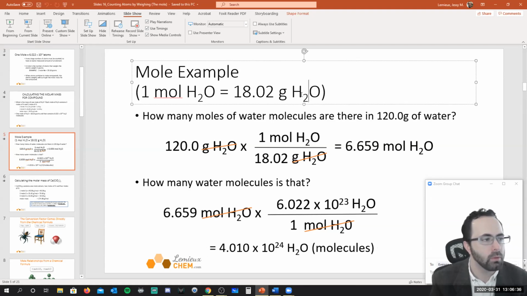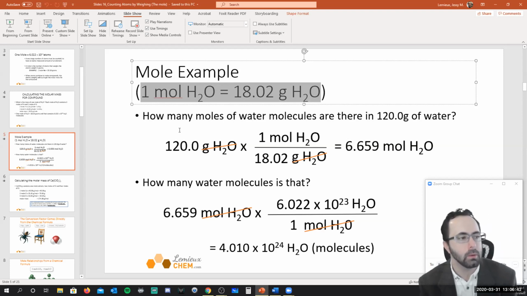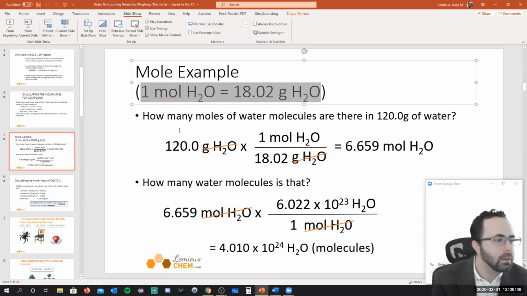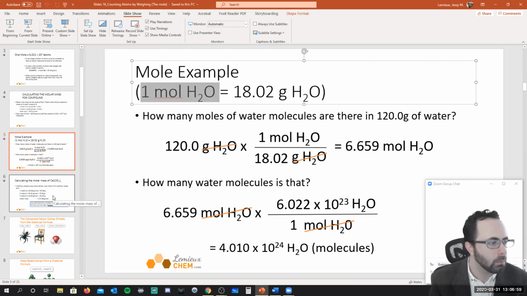So the goal of getting the molar mass is to be able to interconvert between grams and moles. And again, that's what counting by weighing is all about. Because we can't count out individual molecules because they're too small to count, instead, what we do is we weigh them, and we have, based from the periodic table, a relationship between how much something weighs and how many moles of molecules or atoms or whatever that is.